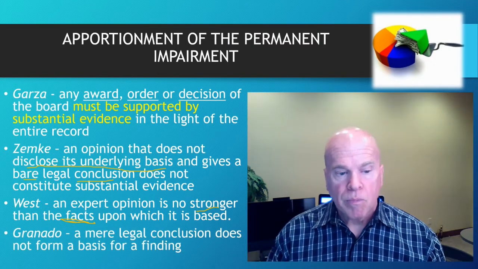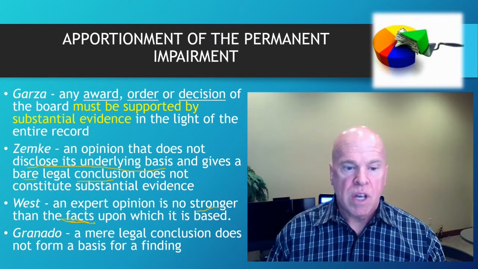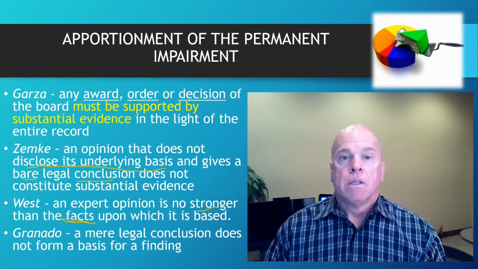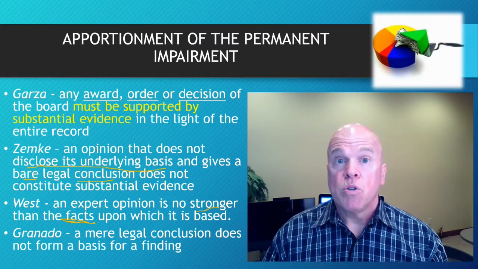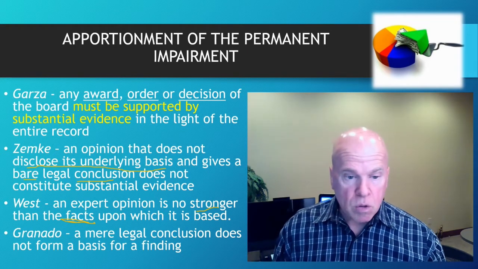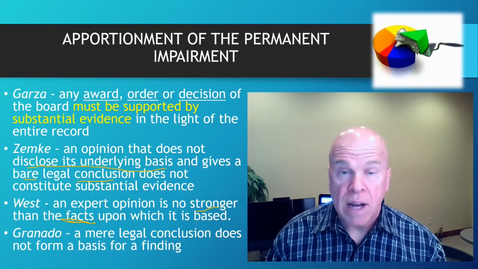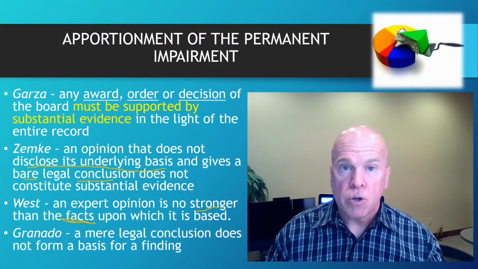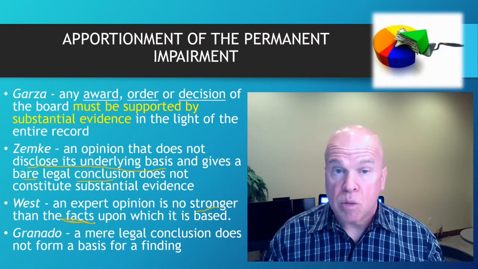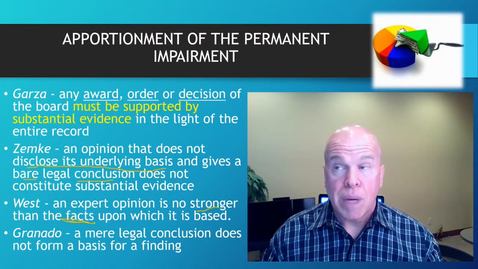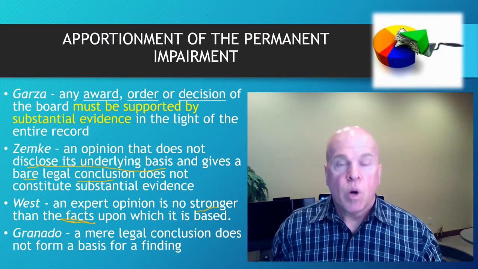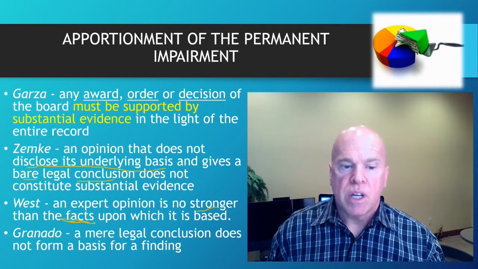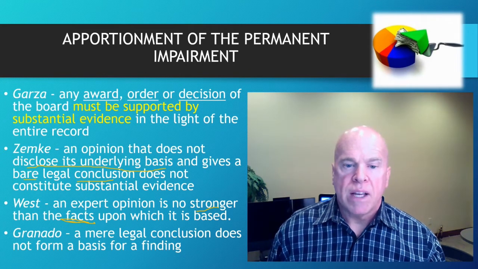Finally, the Granado case tells us that a mere legal conclusion, the 49ers suck, the apportionment is 10% to the industrial injury, the bare legal conclusion does not form a basis for a finding, and the courts and the judges cannot use simply the legal conclusion when that legal conclusion is not supported with some underlying bases. Okay? What other cases do we have that tell us about how to fashion our opinions and conclusions such that they qualify as substantial medical evidence?